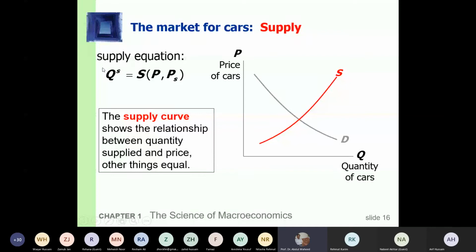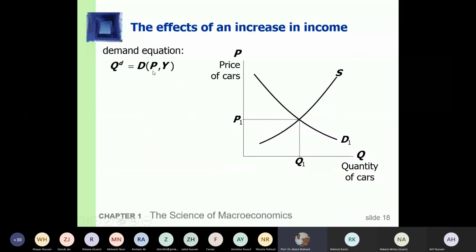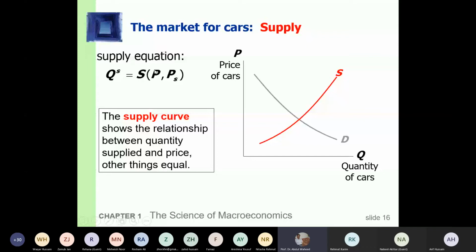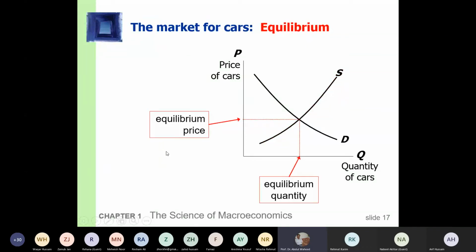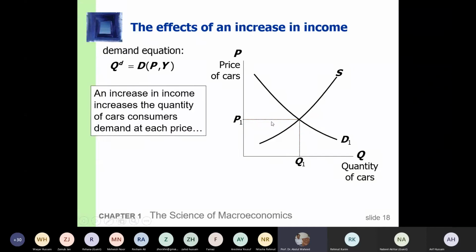So the supply is not a function of aggregate income. Quantity demanded is a function of aggregate income. That's why if there is a change in income, it will change only demand. It will not change the supply because the income variable is not here. Okay. So if there is an increase in income, the demand curve will shift.